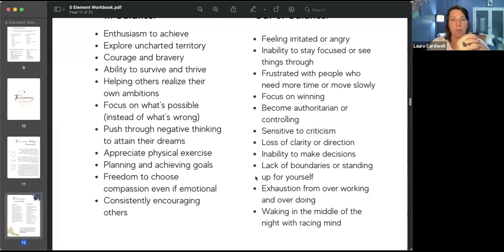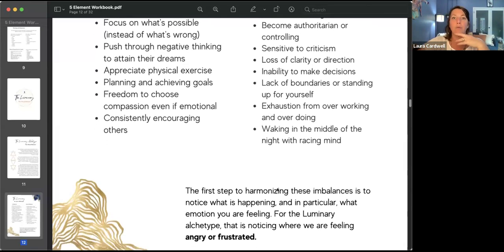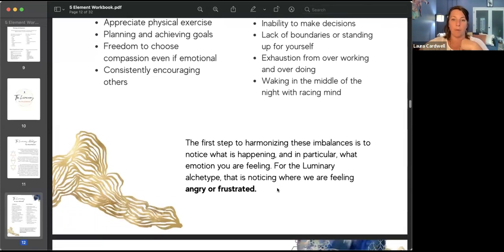It can lose its direction or its clarity, not able to make decisions, can have a lack of boundary. It tends to kind of burn out from exhaustion, especially if it's not in alignment. And it can have racing mind, especially waking up with racing mind.